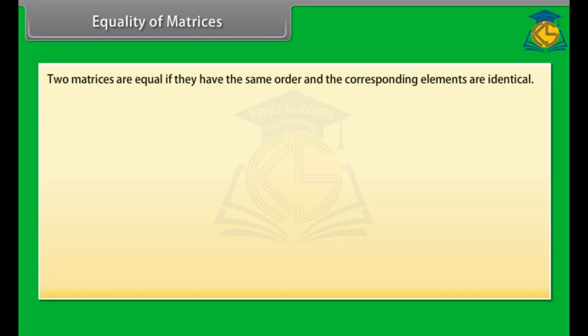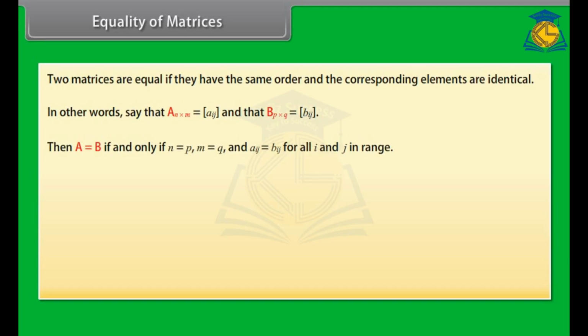Equality of matrices. Two matrices are equal if they have the same order and the corresponding elements are identical. In other words, say that A, n by m, is equal to a_ij and that B, p by q, is equal to b_ij. Then A is equal to B if and only if n is equal to p, m is equal to q, and a_ij is equal to b_ij for all i and j in range. Matrices P and Q are equal.